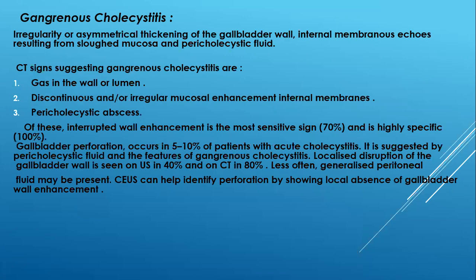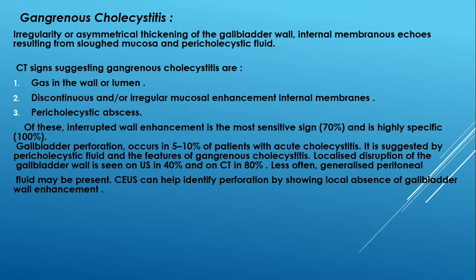Gangrenous cholecystitis: irregularity or asymmetrical thickening of the gallbladder wall, internal membranous echoes resulting from sloughed mucosa, and pericholecystic fluid. CT signs suggesting gangrenous cholecystitis: first, gas in the wall or lumen; second, discontinuous or irregular mucosal enhancement, which is the internal membrane; third, pericholecystic abscess. Of these, interrupted wall enhancement is the most sensitive sign, 70%, and highly specific, 100%. So interrupted wall is the sign we depend on most to say gangrenous cholecystitis.